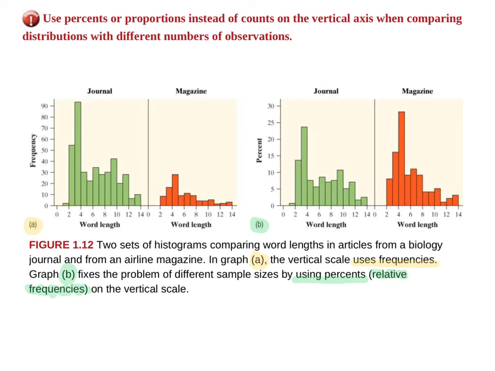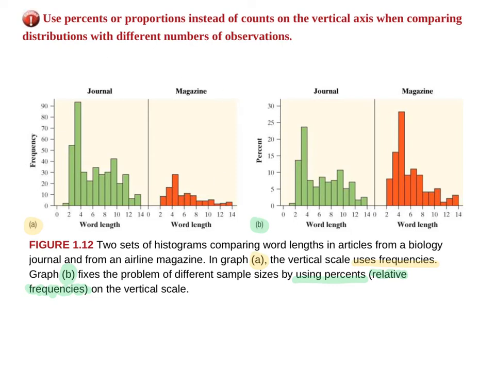Something else you want to keep in mind when you want to compare multiple things using a histogram: make sure that instead of using counts, so for example, number of states with a certain tax interval, you use percents or proportions instead. Let's take a look at an example. So both of these histograms represent data where we're comparing word lengths in articles from a biology journal compared to an airline magazine, because those things are related.